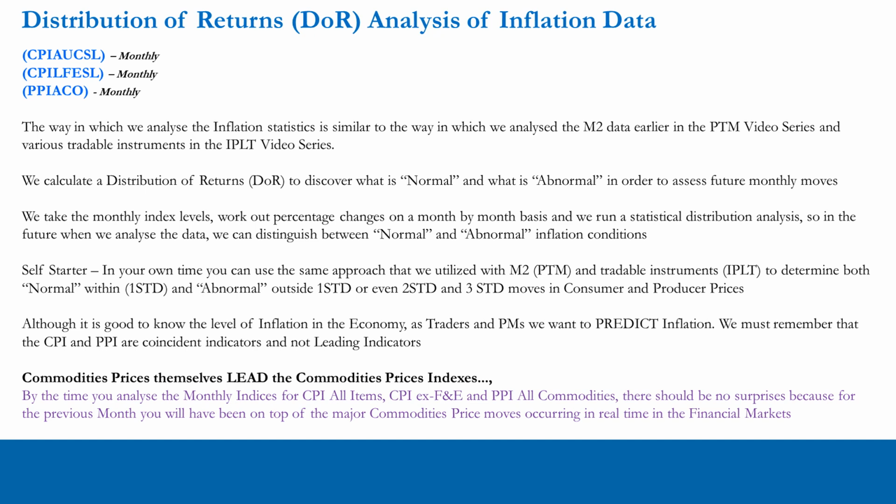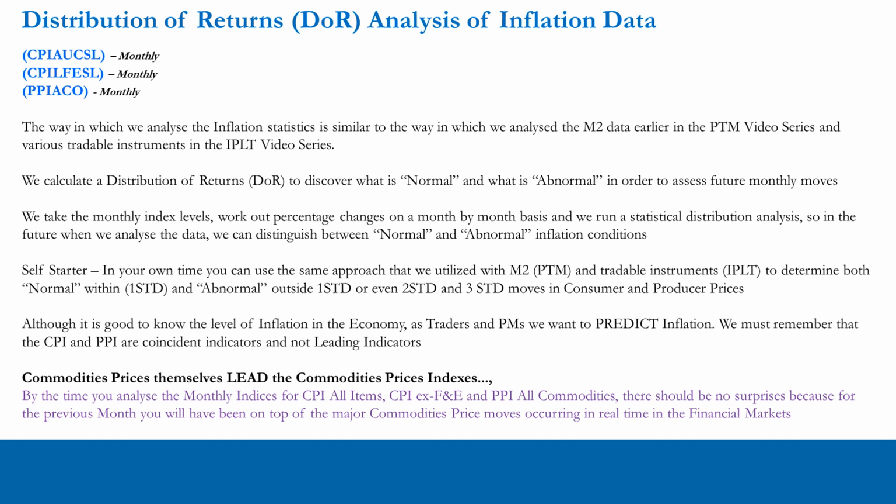Now, you know how to do this method. You know how to use the method to analyze data. So if you have a self-starter mentality, which I hope you do, in your own time, you can use the same approach that we utilized with the M2 money supply in the PTM video series and those tradable instruments in the IPLT video series and determine both normal, so within one standard deviation, and abnormal, so outside 1 standard deviation, or even 2 and 3 standard deviation moves in consumer and producer prices.